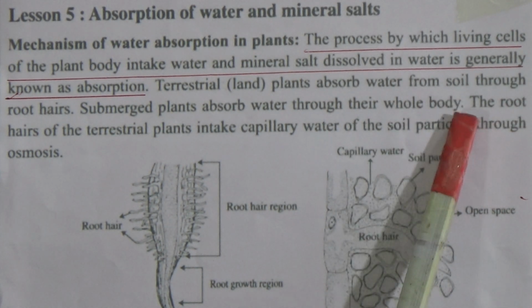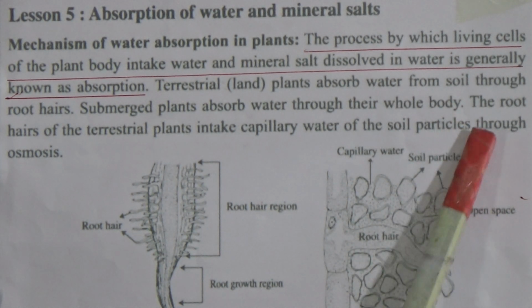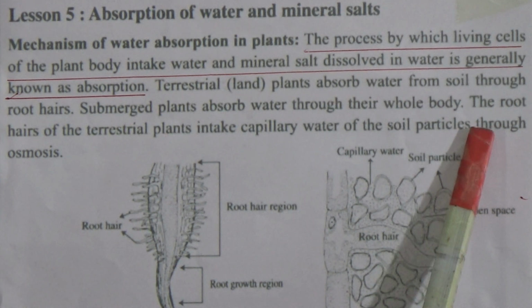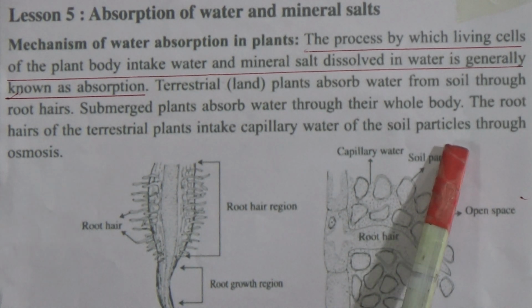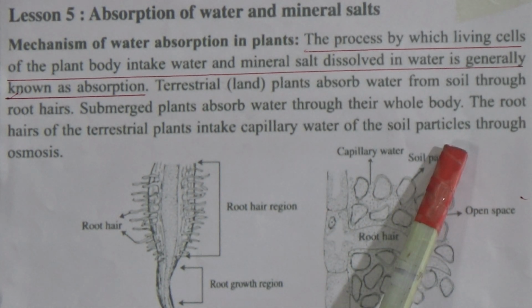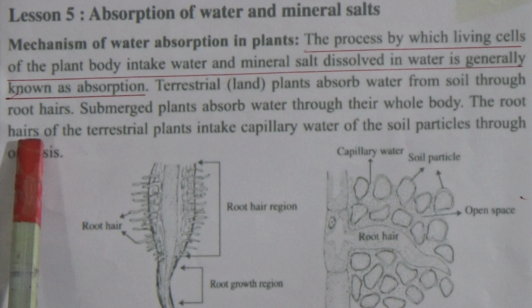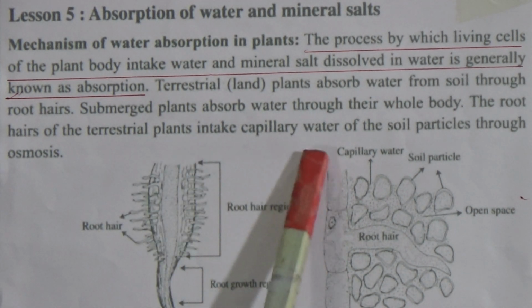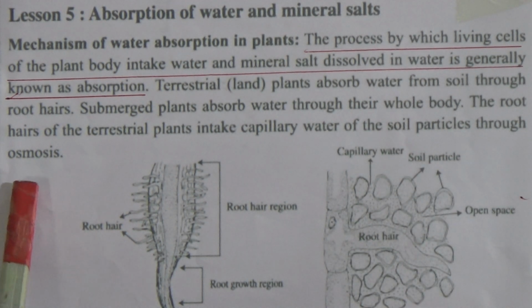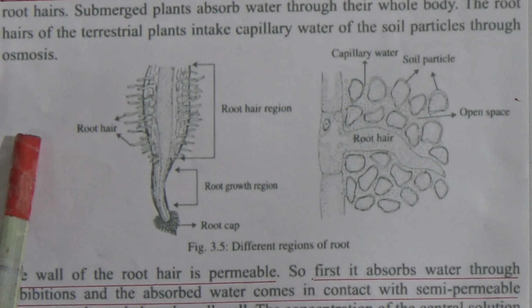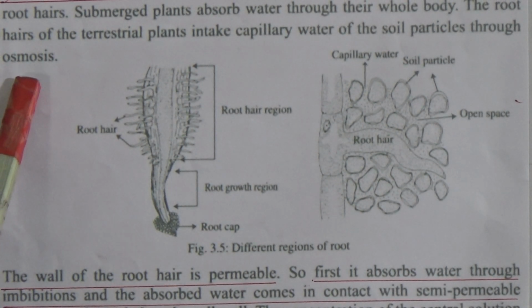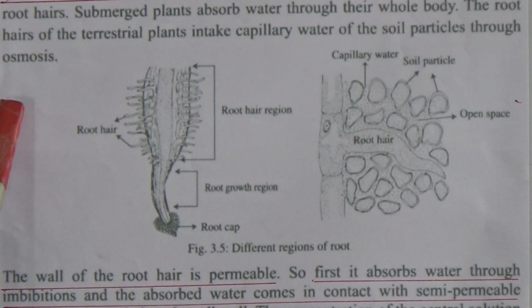The root hair first absorbs the water through the imbibition process, and then when it reaches inside the cell, it touches the cell membrane. We know the plasma membrane is a semi-permeable membrane. From the root hair to another cell, the water goes through the osmosis process. Terrestrial plants take in capillary water of the soil particles through osmosis. But first the root hair absorbs the water through imbibition, and then when it gets inside the root hair, the water comes inside the root hair cell by osmosis, and then goes to other cells through the osmosis procedure.